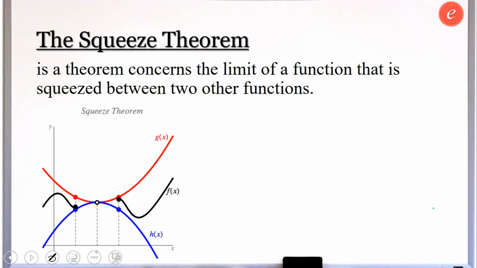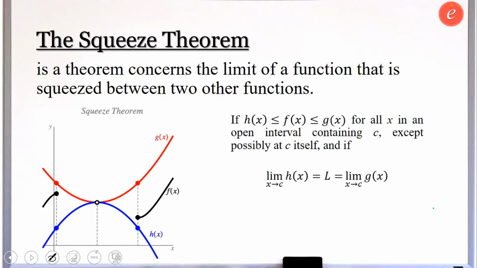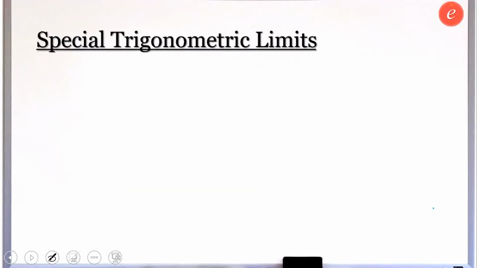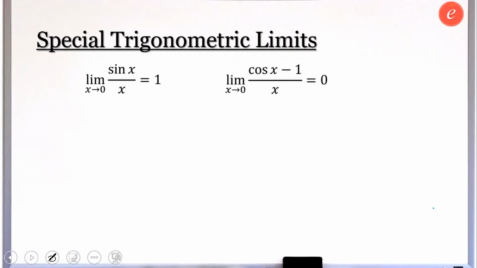The Squeeze Theorem states that if h(x) is smaller or equal to f(x) and f(x) is smaller or equal to g(x) for all x in an open interval containing c, except possibly at c itself, and the 3 graphs meet at the point where x equals c, then the limit will be the same for all 3 functions. It doesn't seem helpful, right? Never mind, we'll move on to the special trigonometric limits. We have 2 of them.